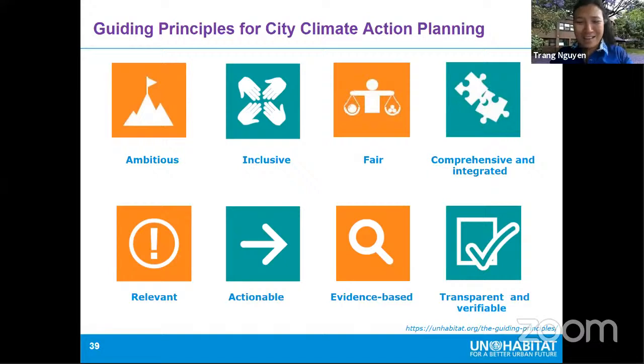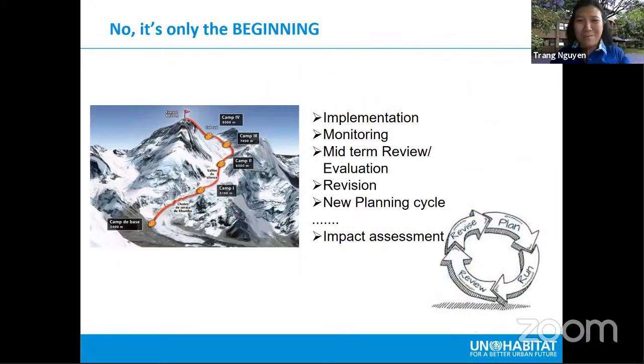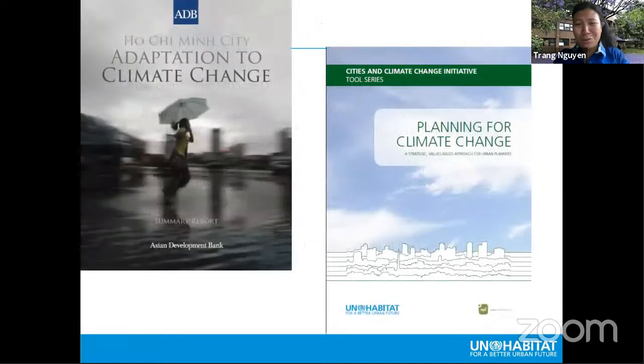And yeah, I have gone through some of these principles for climate change action planning, and we thought, okay, we have a plan, that's it, our job is done. But actually, it's not. It's only the beginning. That is the bad news. But the good news is that you have a very good start. And now you go for implementation, for monitoring, and after that you revise your plan and improve it in the next cycle. So that is a very brief presentation that I tried to walk you through.